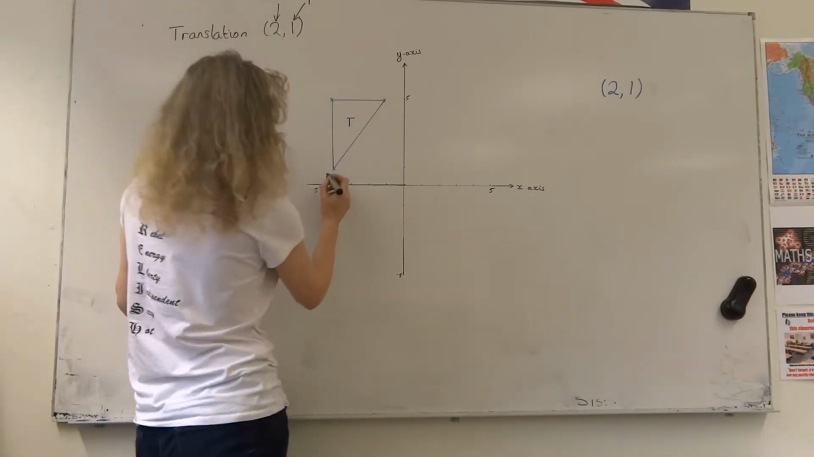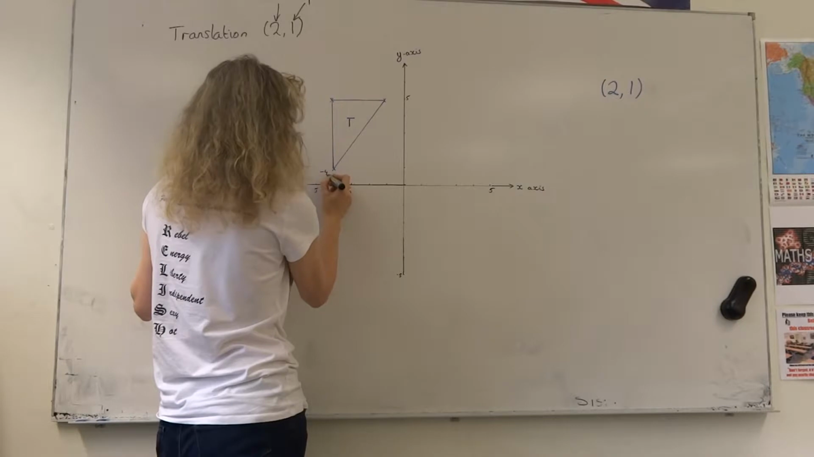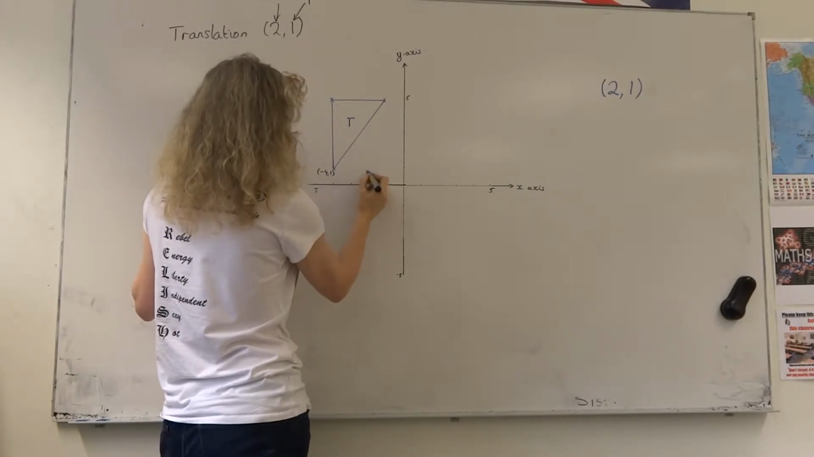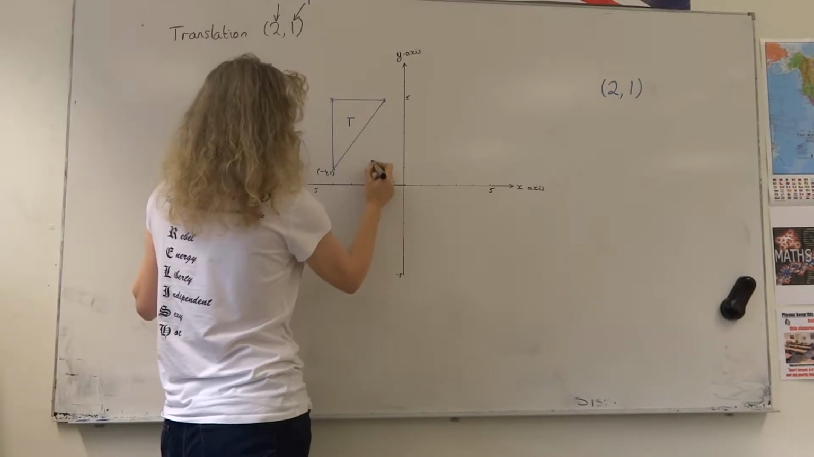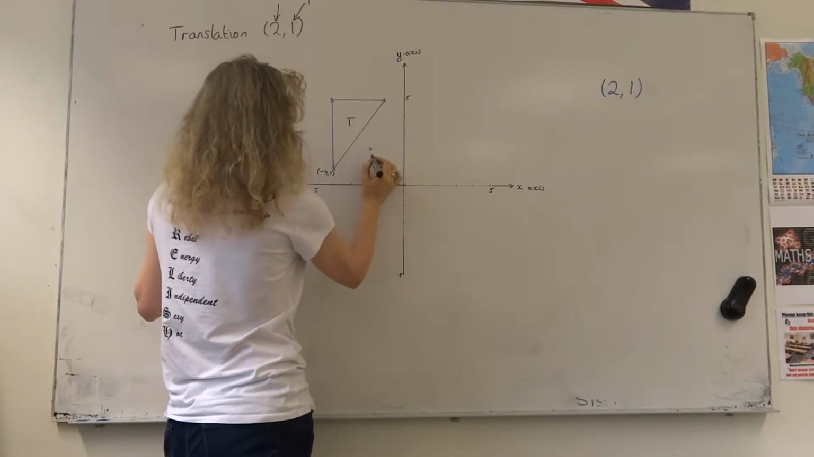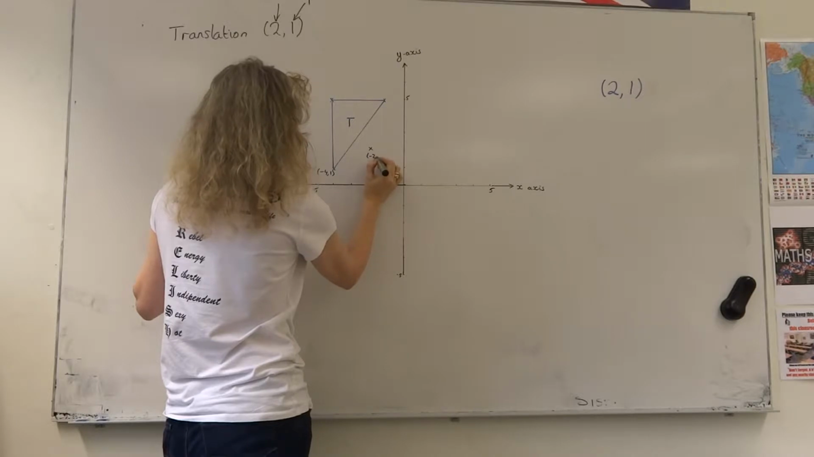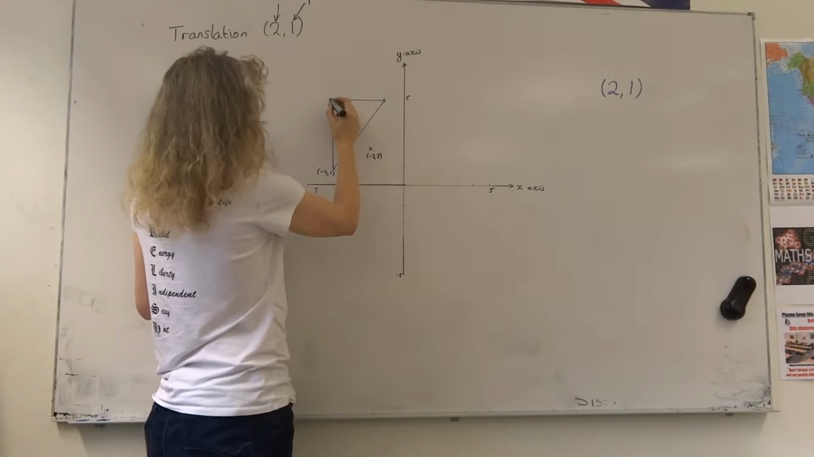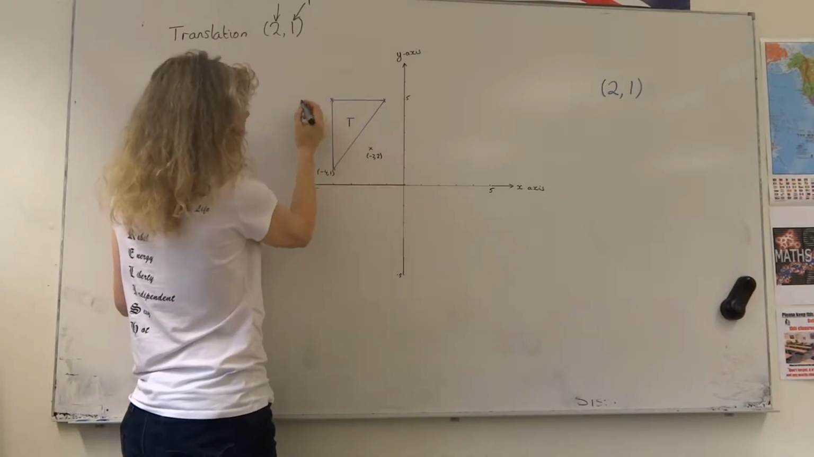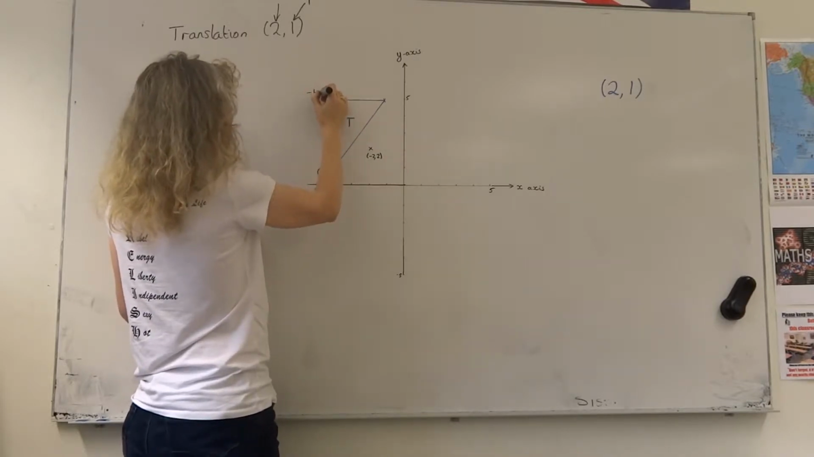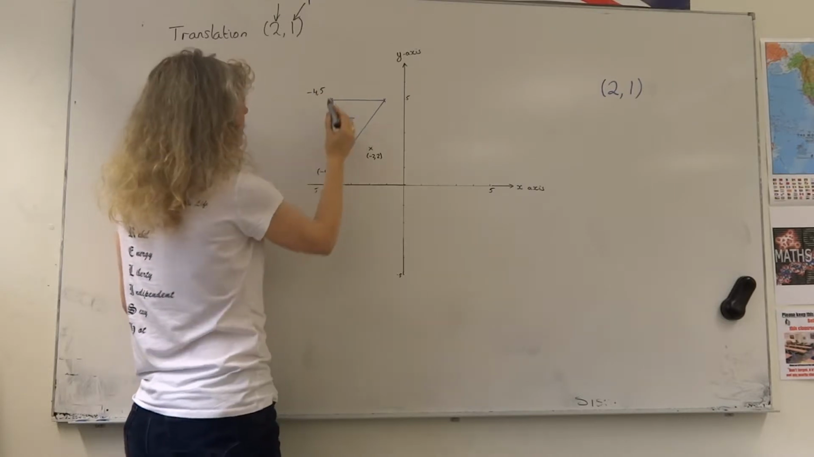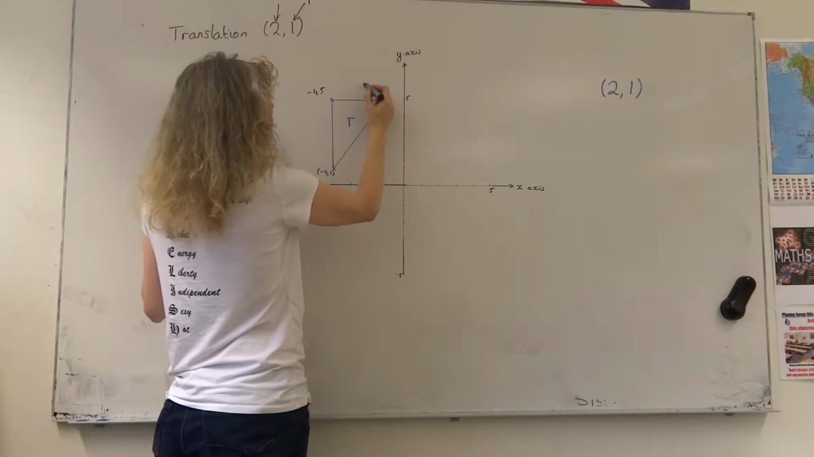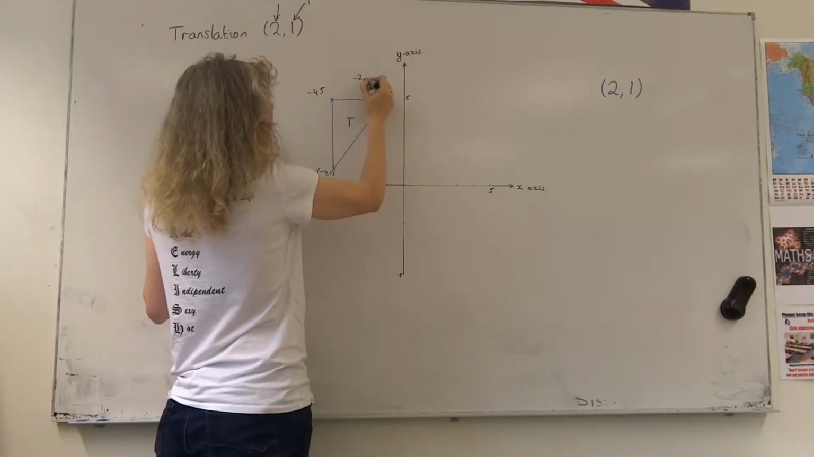So this point here that is at the moment at -4, 1, would move 2 along, 1, 2, and 1 up. So it would end up being at -2, 2. This point that is here is at the moment at -4, 5. It's going to move 2 along, which would take it to -2, and it's going to go up 1, so it would end up at -2, 6.